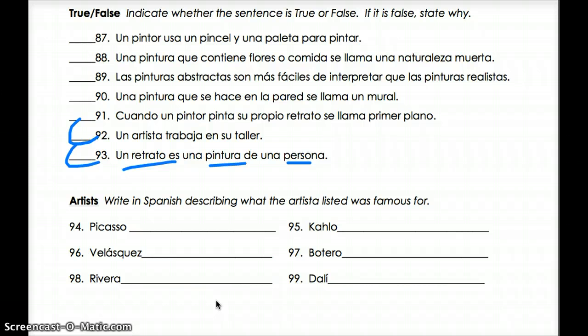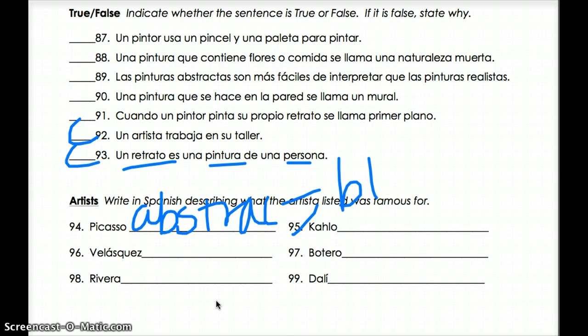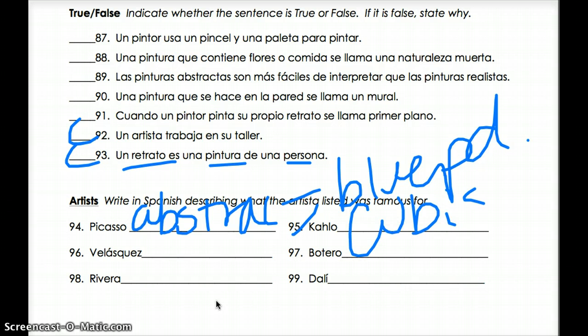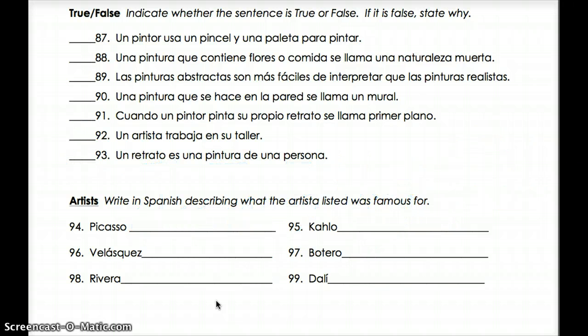I already said that this isn't going to be on your test, but let's just review it. Picasso, abstract, blue period, and cubism. Okay. Kahlo painted herself. Autorretratos.